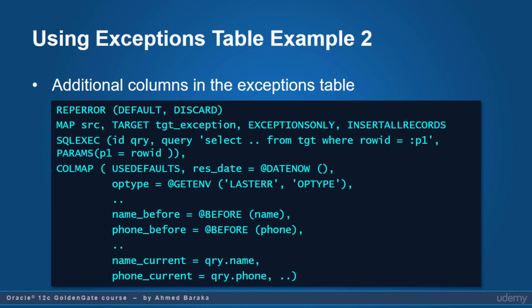In addition to that, you have columns to save the values of the current record in the target database, and you refer to the query defined in the map statement to obtain the required data for those columns. I understand that this looks like a long code to write, but it has all the information that will assist you in your investigation if an unexpected conflict takes place in your configuration.